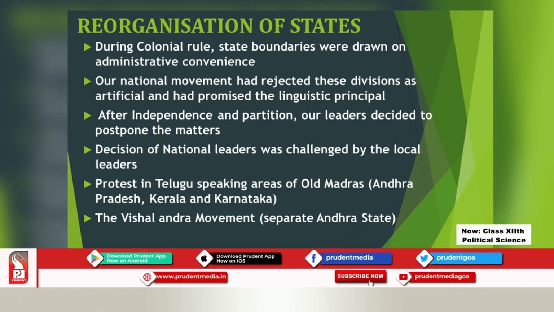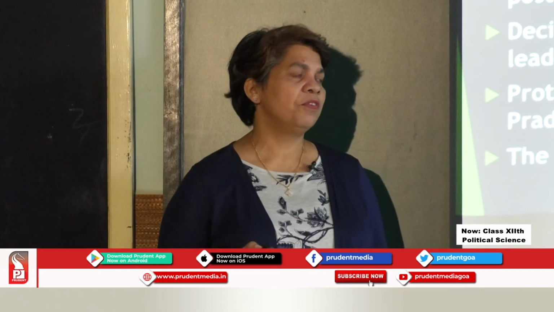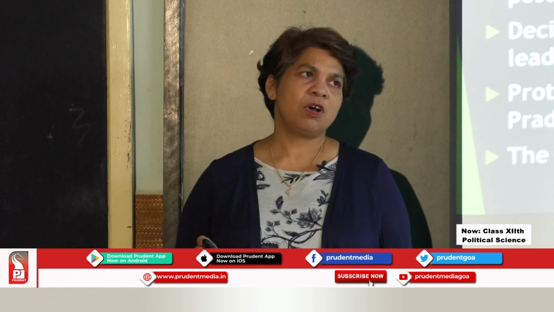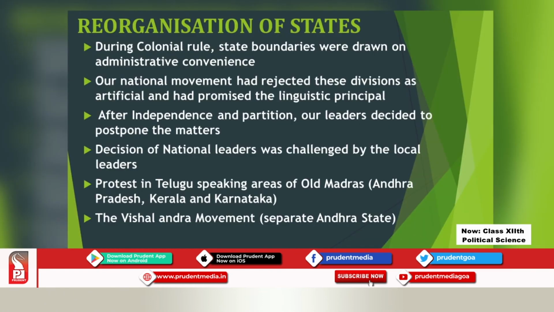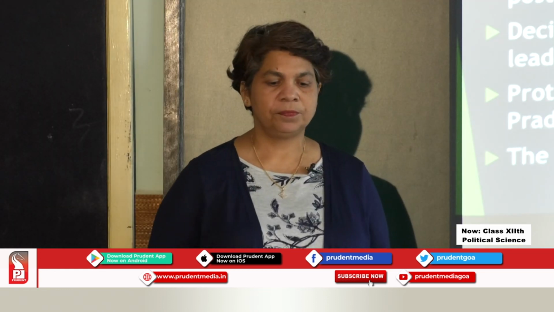Now, during the colonial rule, that is when the British were ruling over India, state boundaries were drawn according to their convenience. As I told you, they had divided India on the basis of their rule, that is British provinces and the princely states. This was not acceptable to our national leaders, and they had rejected it, saying that the division was artificial, and they had promised that once India becomes independent, they are going to follow the division on the basis of language or linguistic principle.